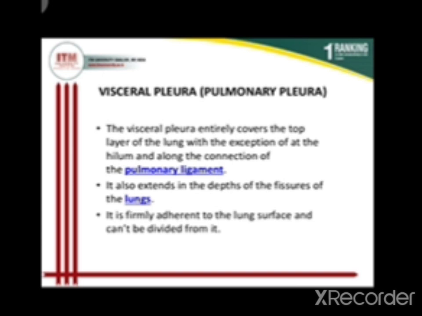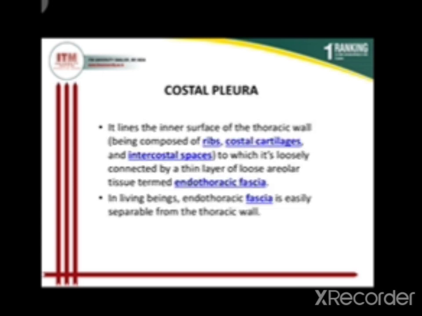It is firmly adherent to the lung surface and can't be divided from it. It is tightly attached to the lung surface. So this is about the visceral pleura. Now the various parts of the costal pleura.